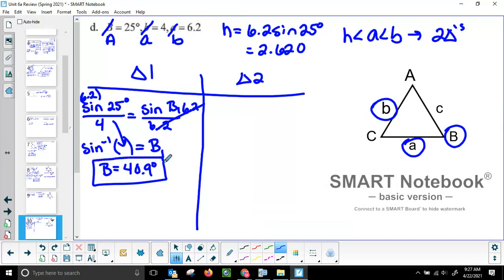All right, well, now we have two of our angles, 25 and 40.9, so we can easily enough find the third angle. So that's 65.9. So that's 114.1.